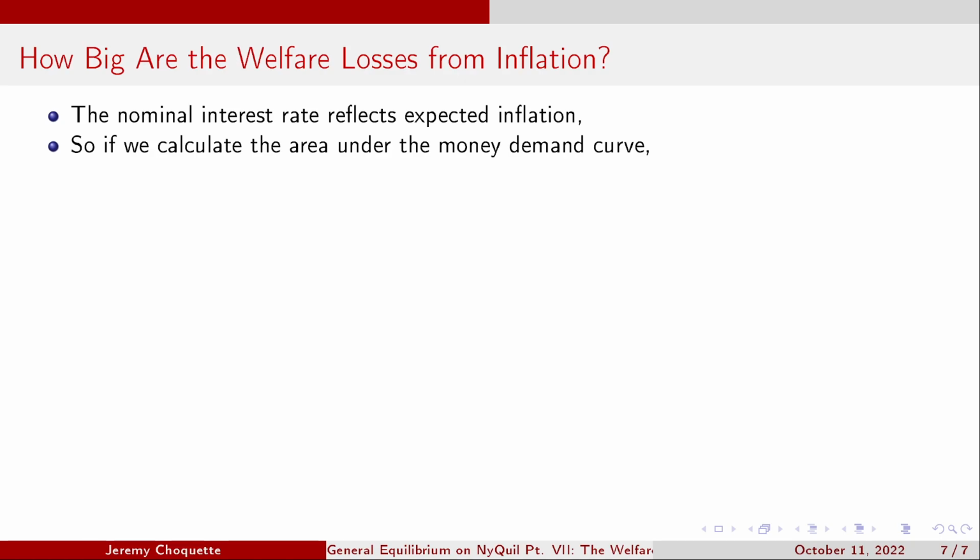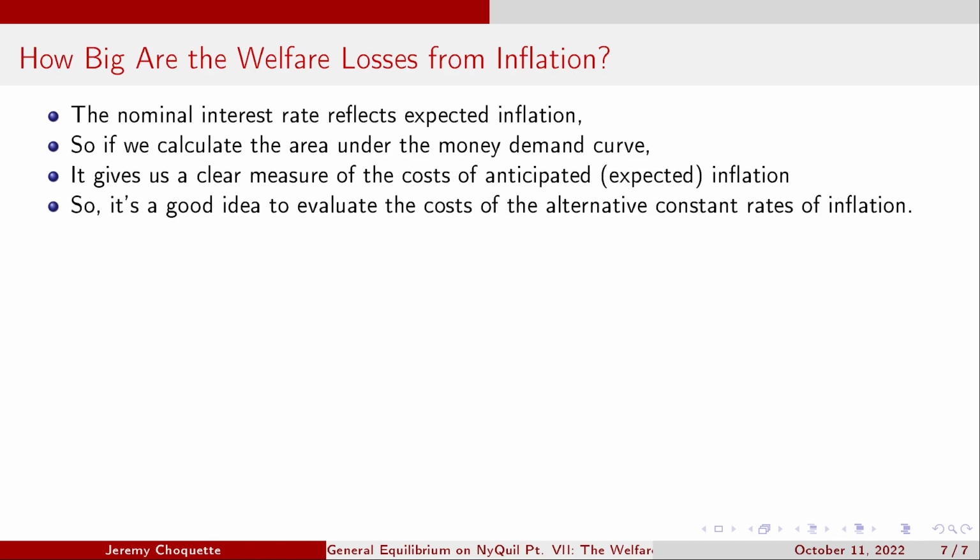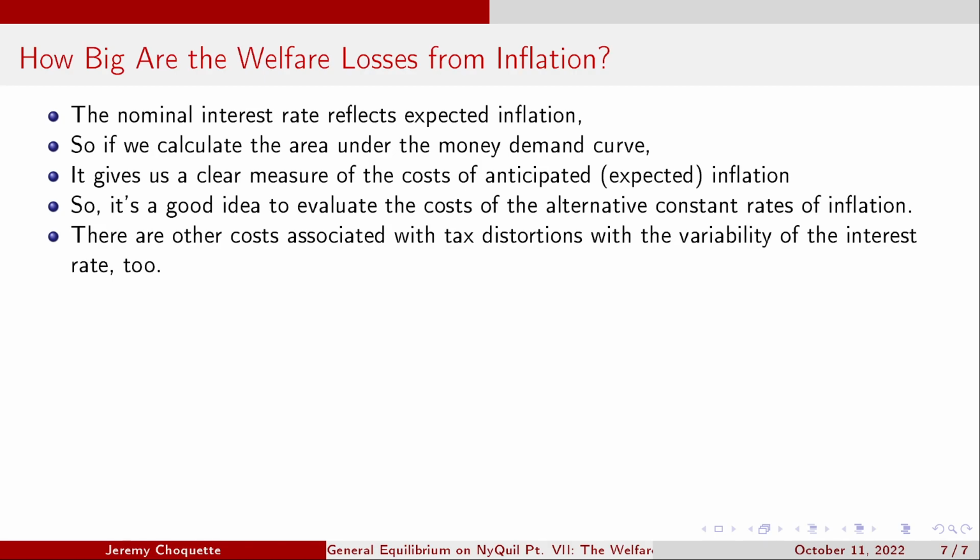So if we were to calculate the area under the money demand curve, it's going to give us a clear idea of the costs of anticipated, or really expected, inflation. Thus, it's a good idea to evaluate the costs of alternative constant rates of inflation. If inflation is constant, this gives us a baseline, and then we can think about deviations from the baseline. Now, there are other costs that are also associated with tax distortions and with the variability of the interest rate too.